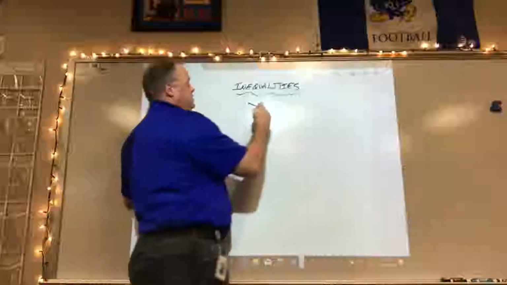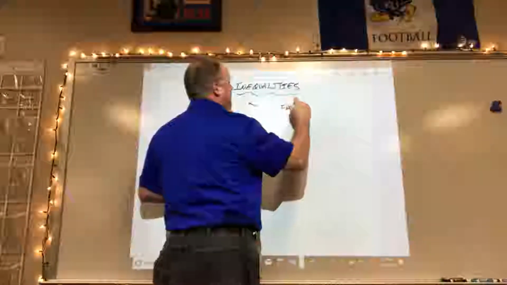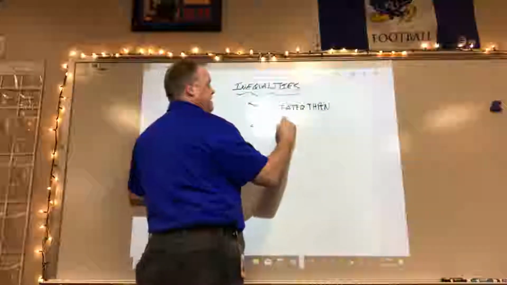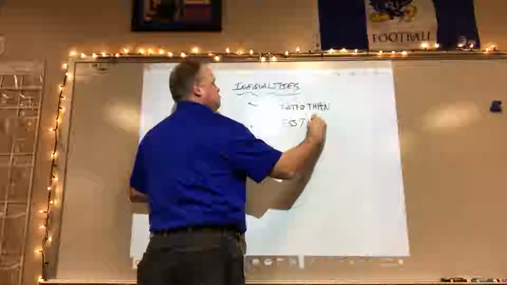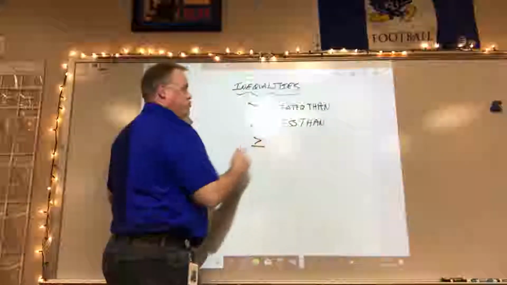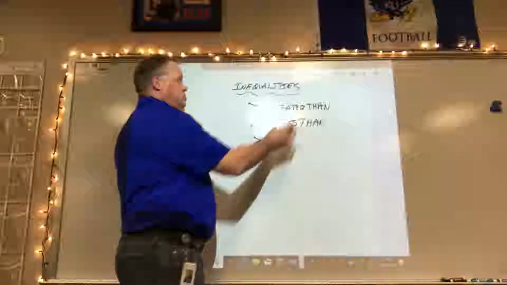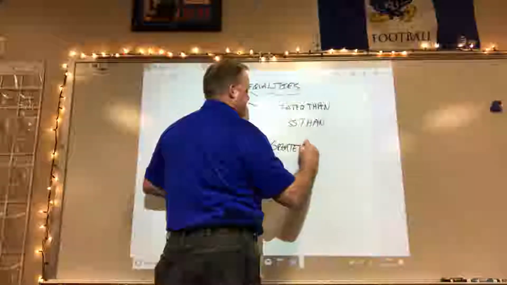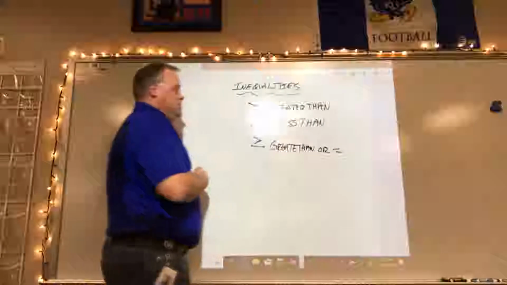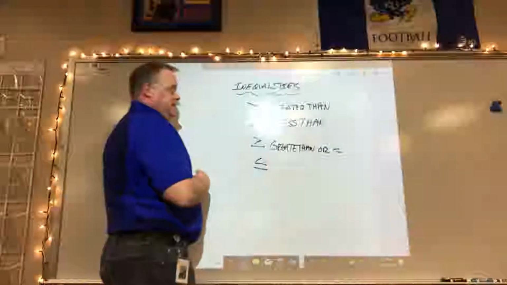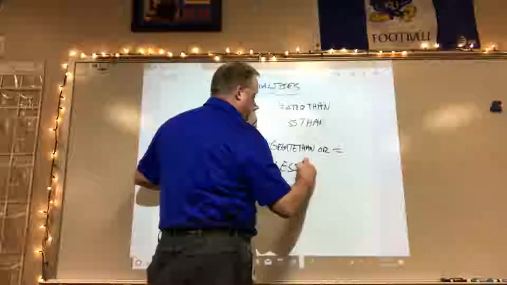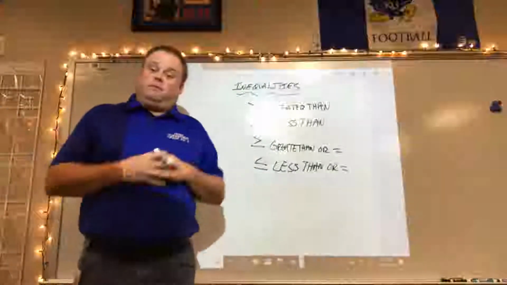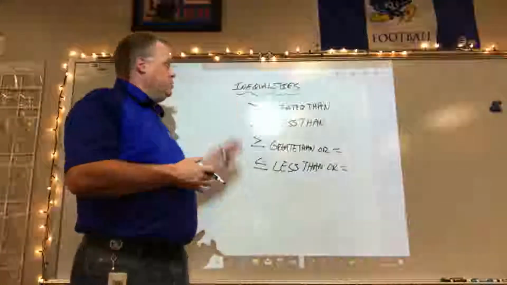If I see this symbol, this should be greater than. This is going to be less than. This should be greater than or equal to. So it's greater than or equal to, and last but not least, less than or equal to. Okay, those are our 4 inequality signs. So a reminder that you should have already had that before, but just a quick reminder.